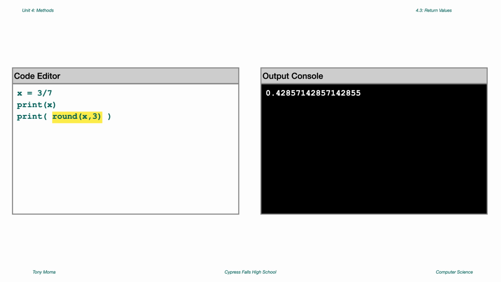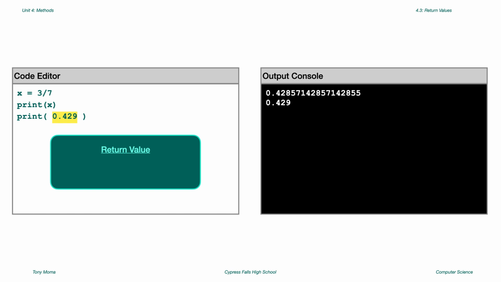The round method in this case is going to produce the variable x rounded to 3 decimal places. So when that method gets executed, the value 0.429 gets produced, and thus that's what will get printed out to the screen. Anytime a method produces a value, we call that value the return value. The return value is the value a method gives back to the program after being executed.